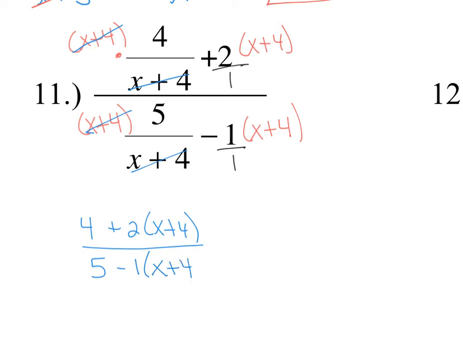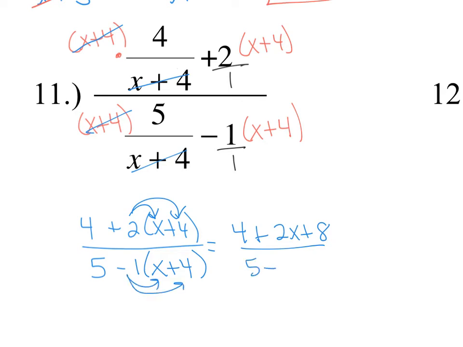Now we do have to simplify this further by clearing our parentheses. So you have 4 plus, we have to distribute the 2, 2x plus 8. And in the denominator, I'll have to distribute the negative 1: 5 minus x minus 4. And then I'm going to go ahead and combine my like terms. I have 2x plus 12 divided by negative x plus 1 for your final answer.